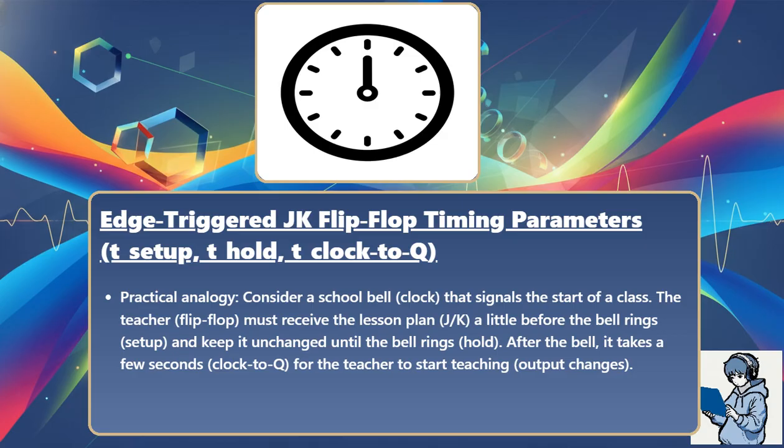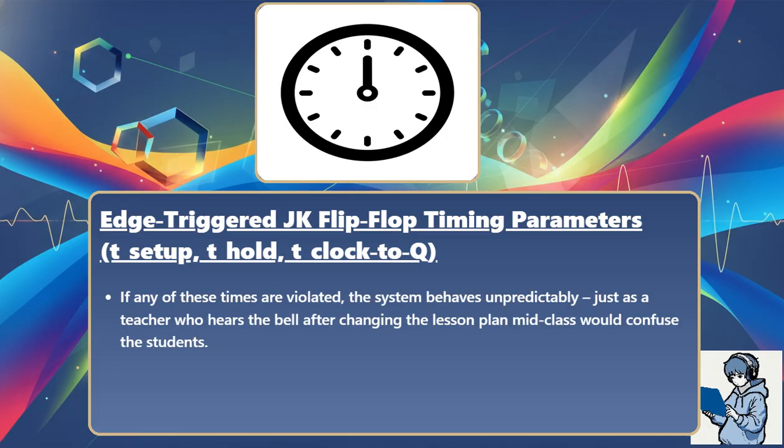The teacher flip-flop must receive the lesson plan, JK, a little before the bell rings (setup), and keep it unchanged until the bell rings (hold). After the bell, it takes a few seconds (clock to Q) for the teacher to start teaching (output changes). If any of these times are violated, the system behaves unpredictably, just as a teacher who hears the bell after changing the lesson plan mid-class would confuse the students.